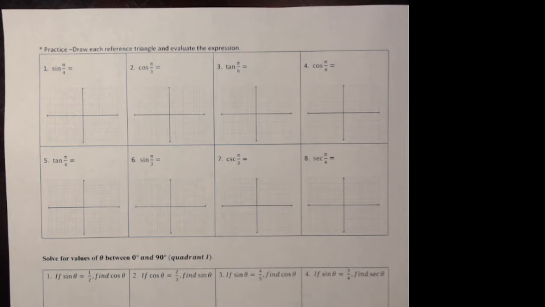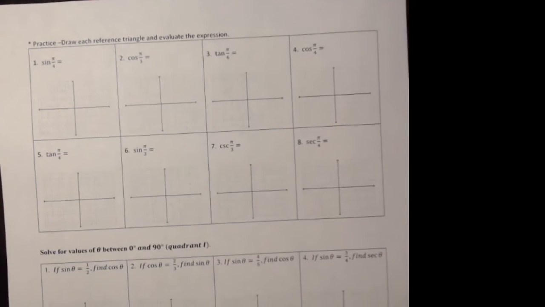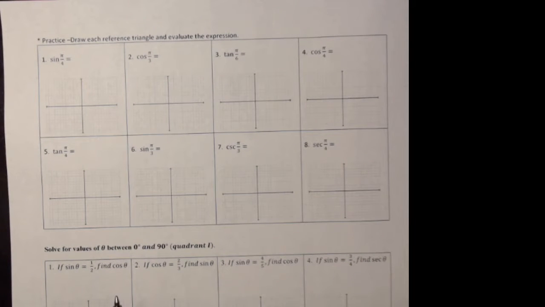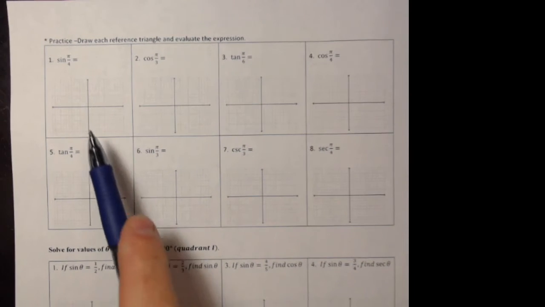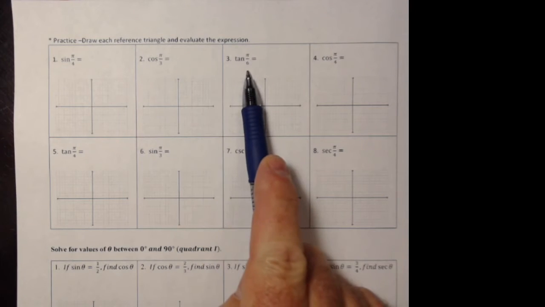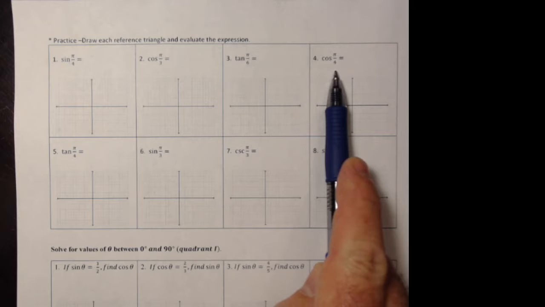Okay, today's assignment. We're going to start out with a review from yesterday. These questions are very similar to yesterday's assignment, where you have to identify the angle, but notice this time the angles are not in degrees, they're in radians.